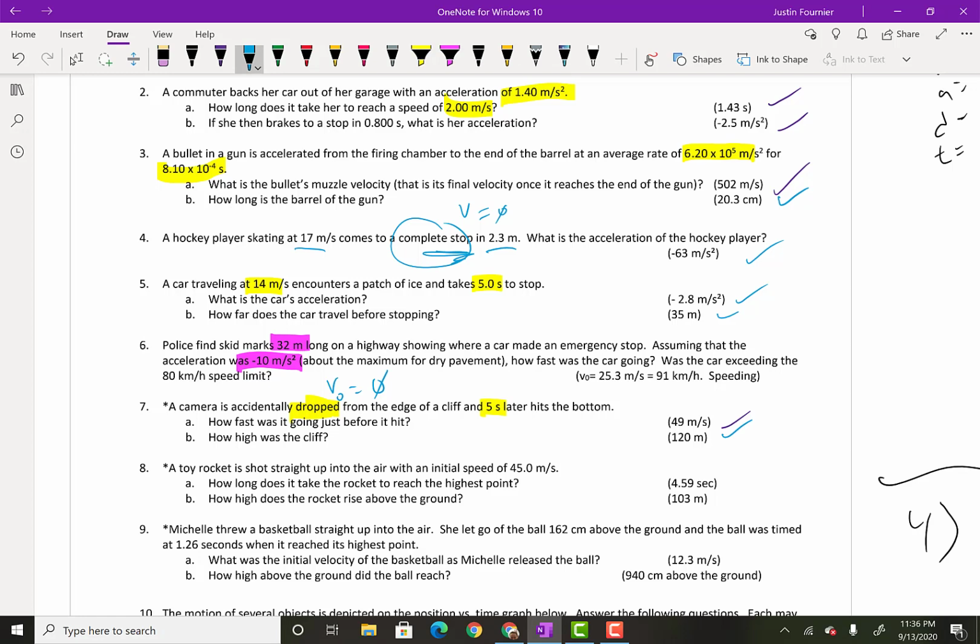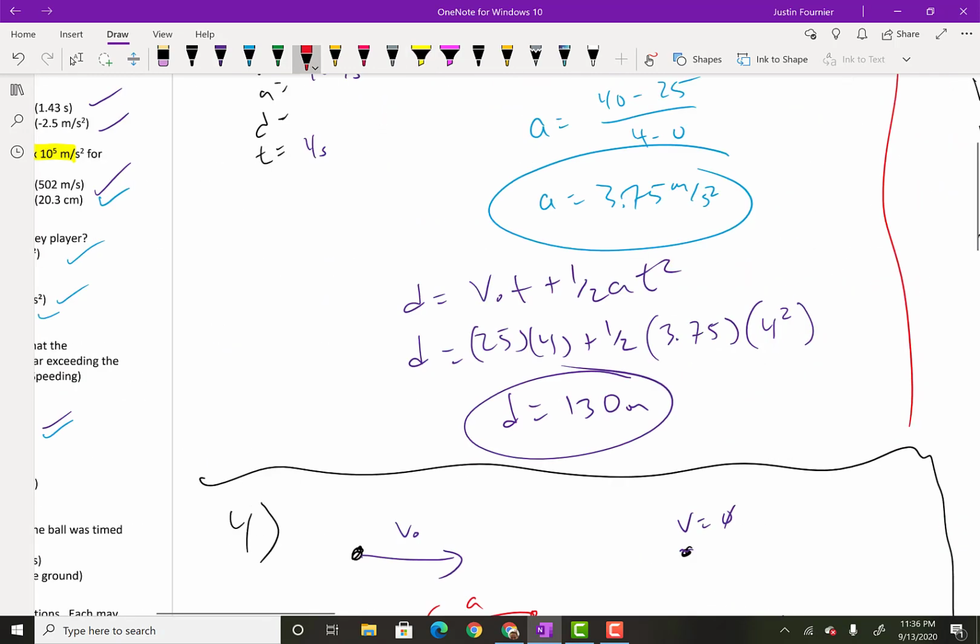It says a toy rocket is shot straight up into the air at an initial speed of 45 meters per second. How long does it take to reach the highest point? And then how high does the rocket rise above the ground? So it's shot up into the air, and it's a rocket, so rockets generally tend to be shot up into the air from the ground.